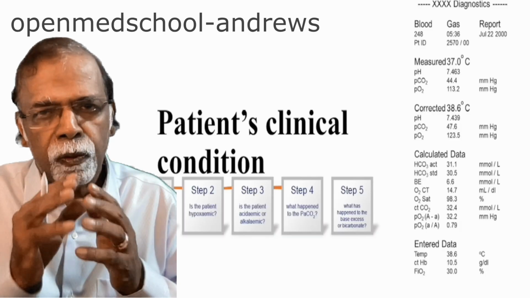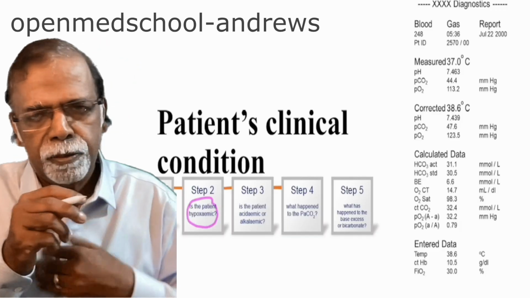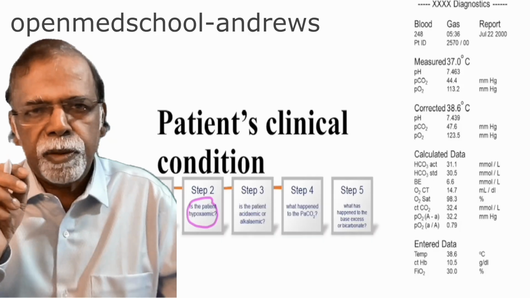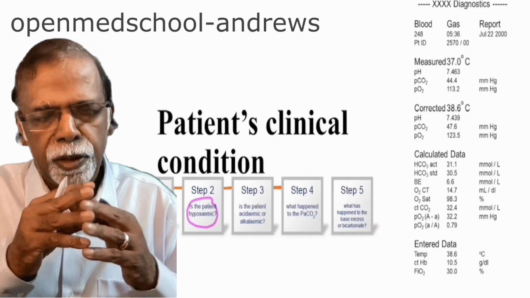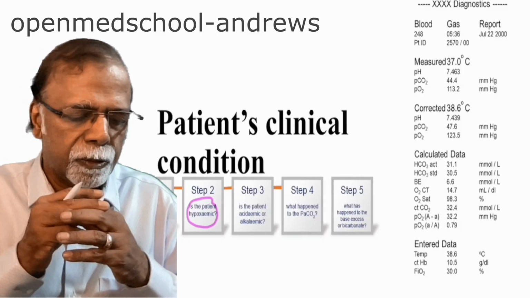identifying whether the patient is hypoxemic or not. This is the most important part, because whatever be the ABG, if the patient is having significant hypoxemia, unless you correct it, the patient is going to die. That is the second step, identifying whether the patient is hypoxemic.